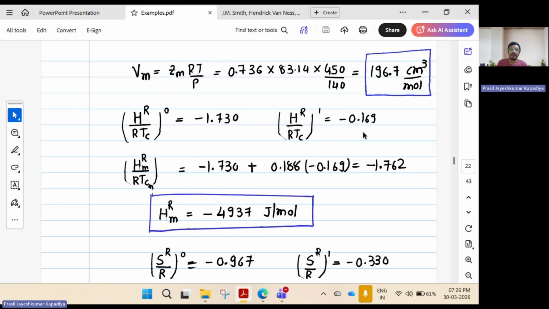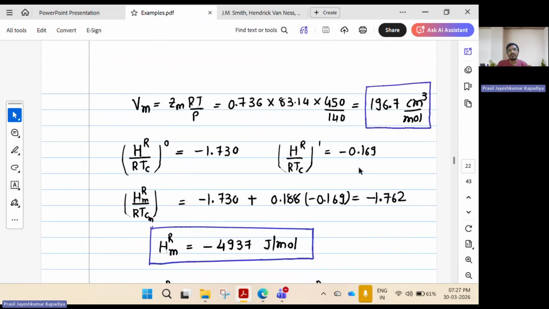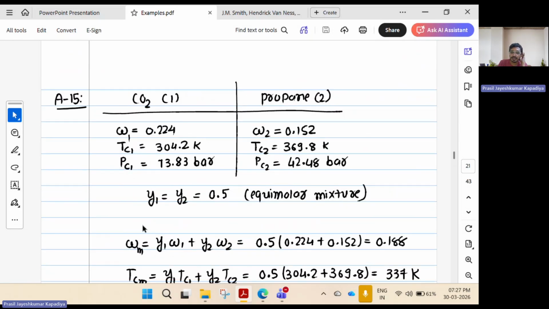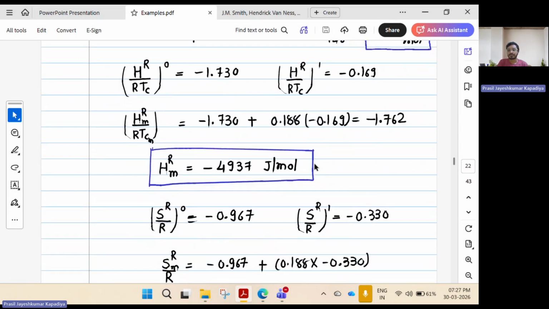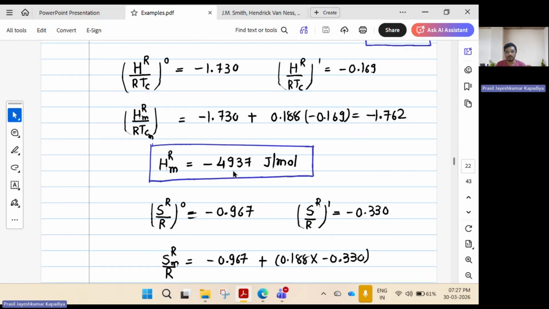So minus 0.169. And then from the Lee-Kesler relation, HR by RTC is equal to HR by RTC naught plus omega of the mixture into HR by RTC prime. If I do this, minus 1.730 plus 0.188 into minus 0.169, I get minus 1.762 for HR by RTC. So R is 8.314 or 83.14 based on the units, and TC of the mixture we have already found, 337. So I get the residual enthalpy of the mixture as minus 4937 joules per mole.